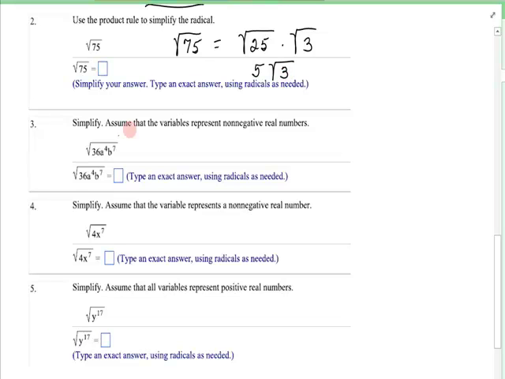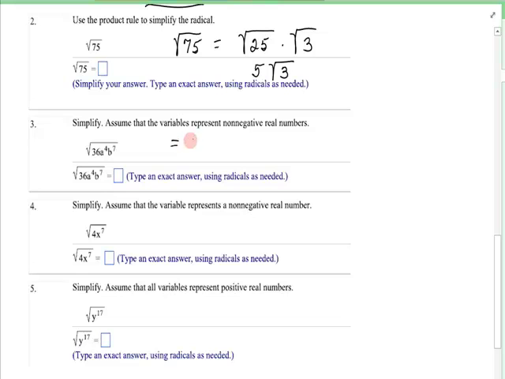Next one. Okay, the first thing I wonder is, is it a perfect square? 36 is a perfect square. A to the 4th is a perfect square. Oh, b to the 7th is not. Remember, your exponent needs to be even.